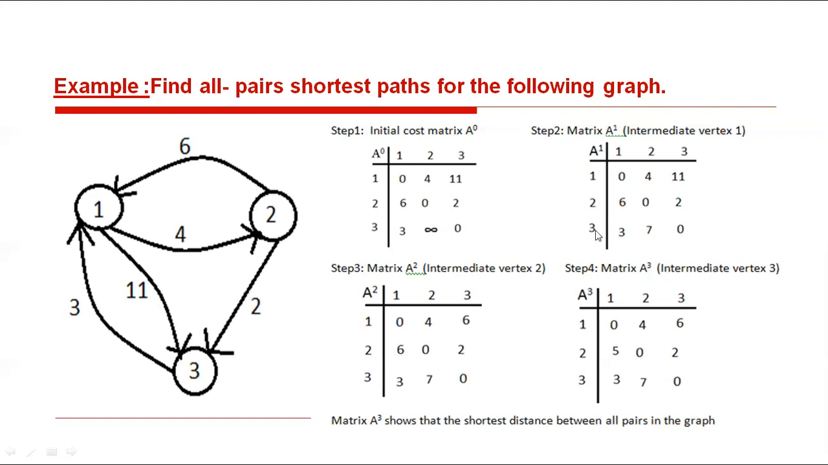Clear? Then the next one, 3 to 1. 3 to 1, the cost is 3. So anyway, is there anything else? Then there is no way. Clear? Only one way, the cost is 3.